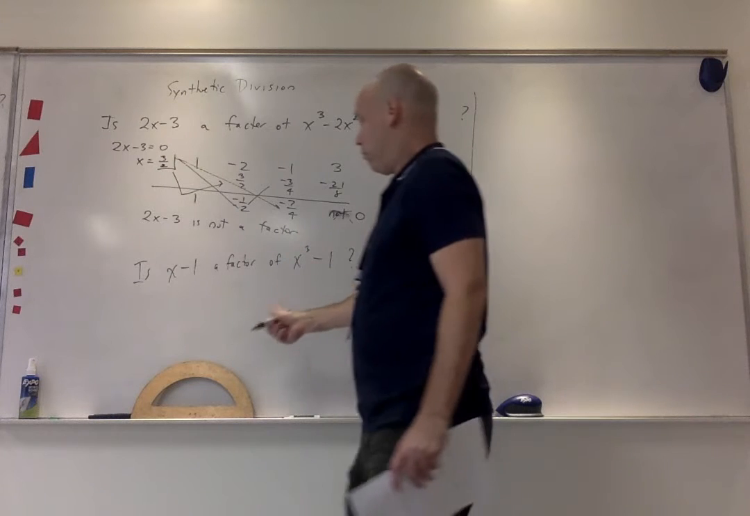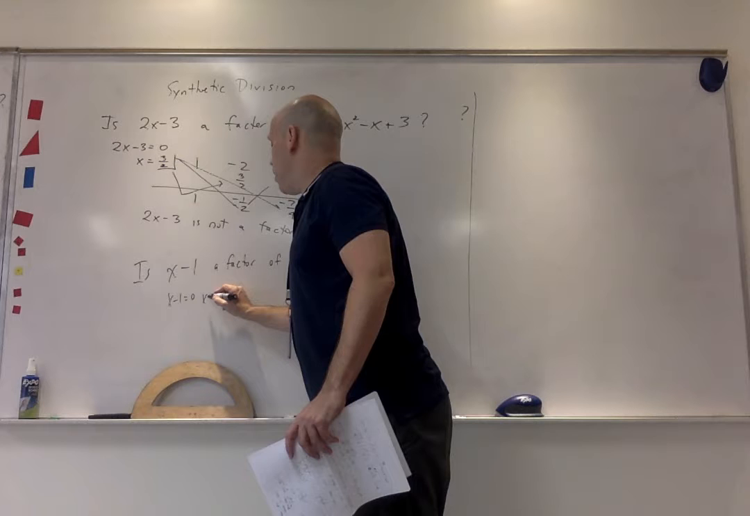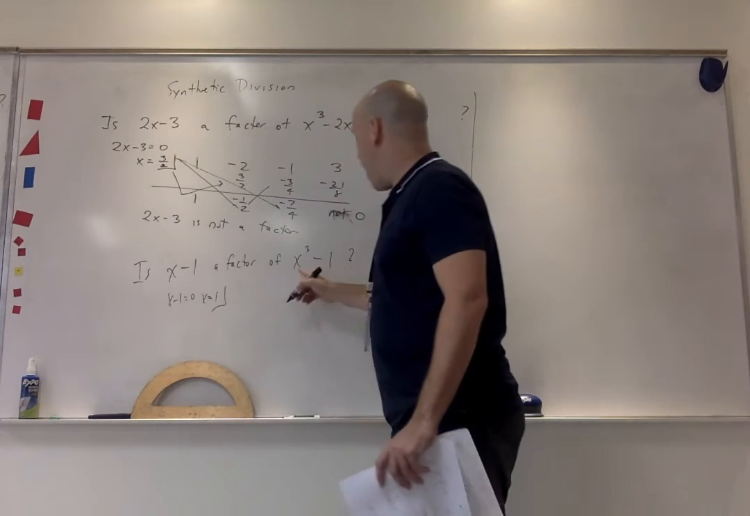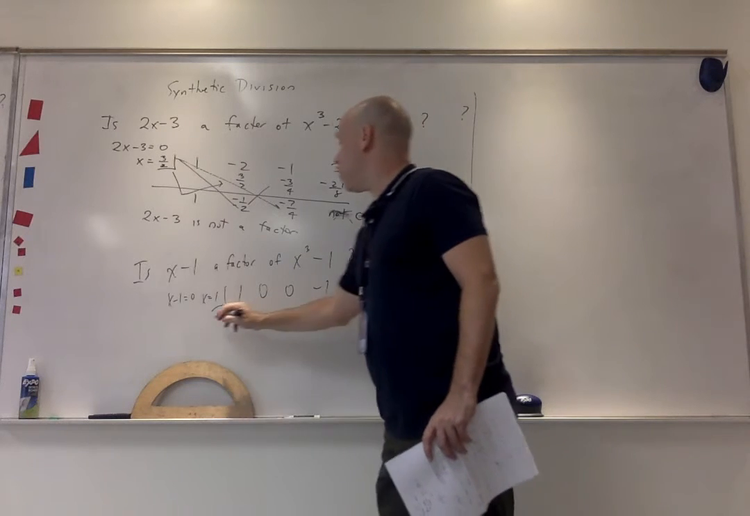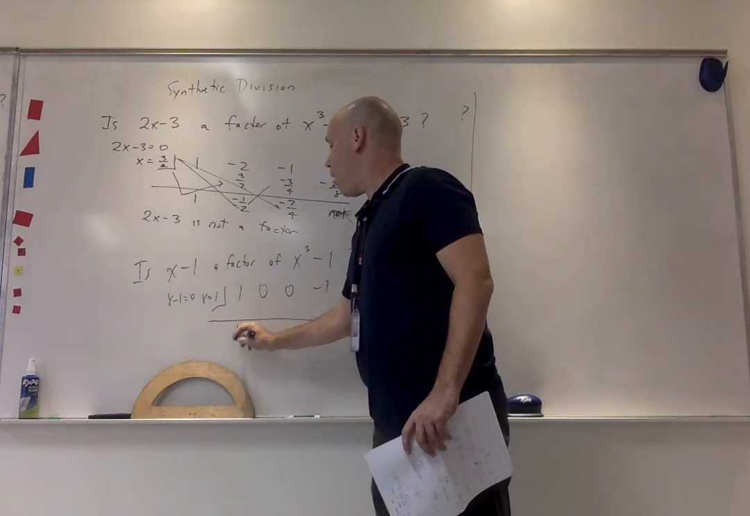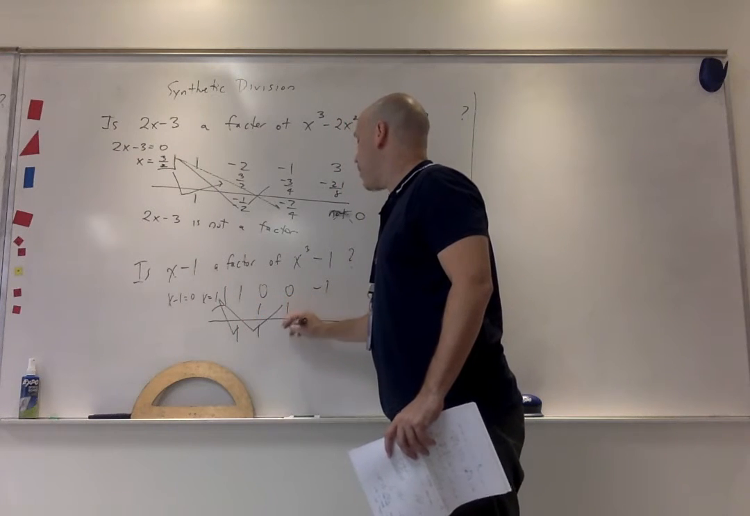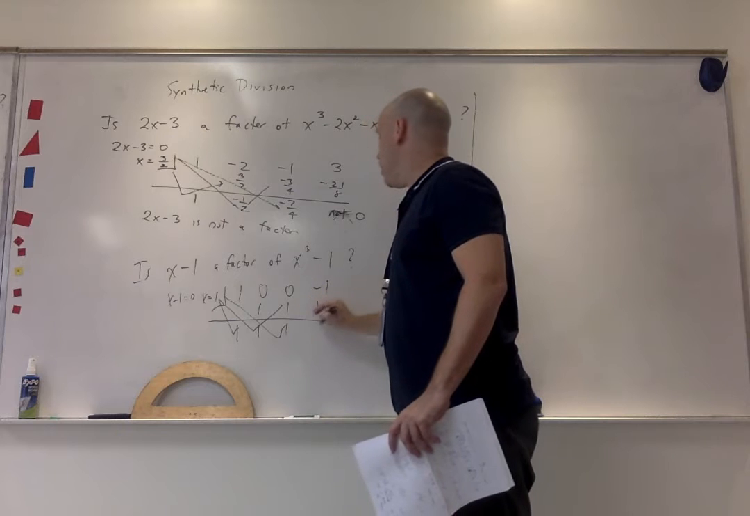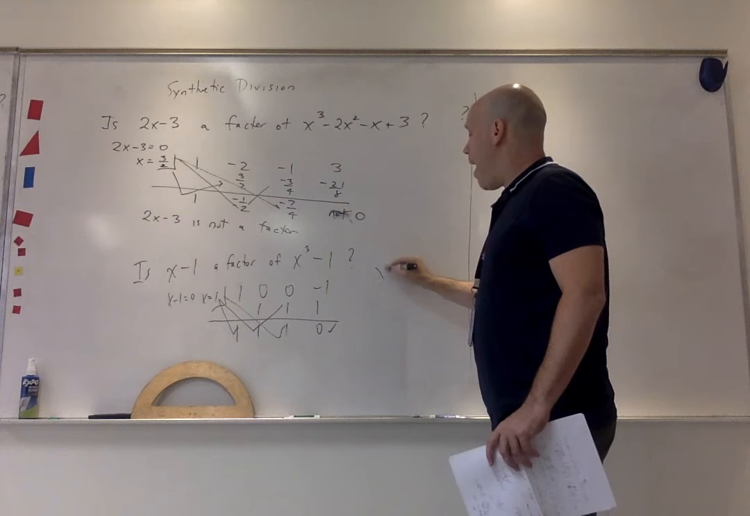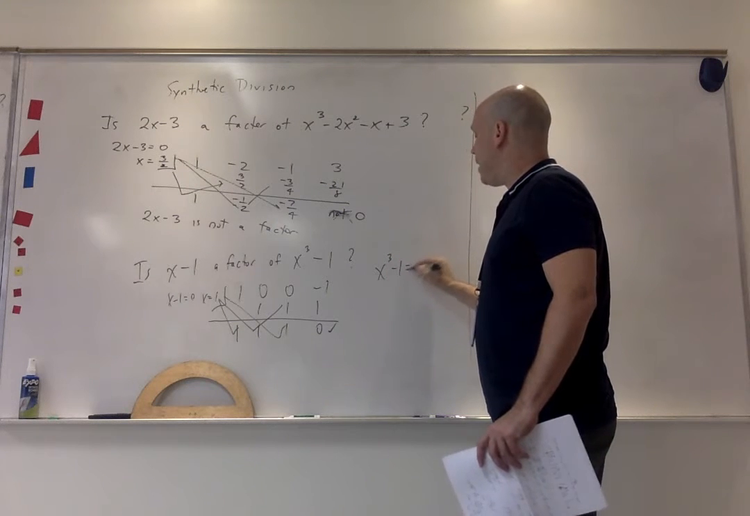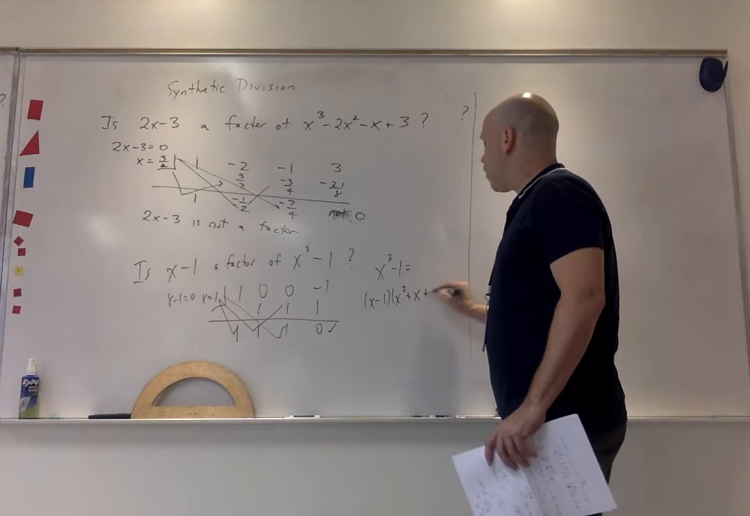So you say, okay, put this in the perch. x minus 1 equals 0, x equals 1. We have 1, 0, 0, negative 1. Bring down the 1, 1 times 1, 1 times 1, 1 times 1, 0. It turns out that, now this is important, x cubed minus 1 is equal to x minus 1 times x squared plus x plus 1.